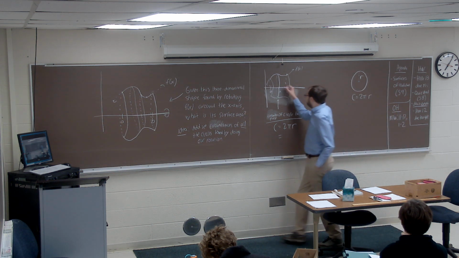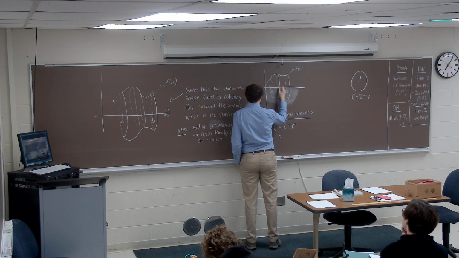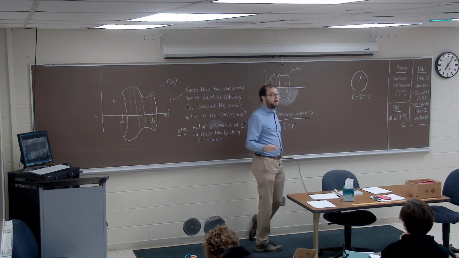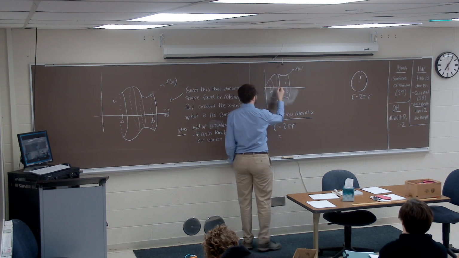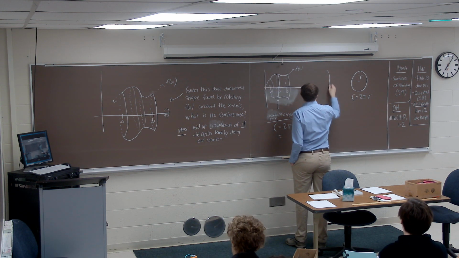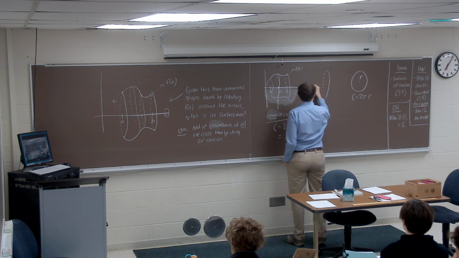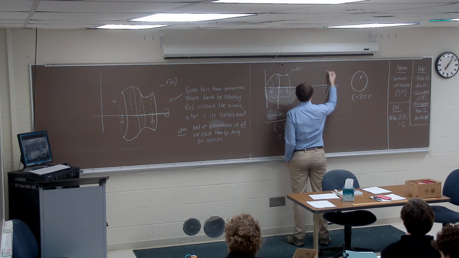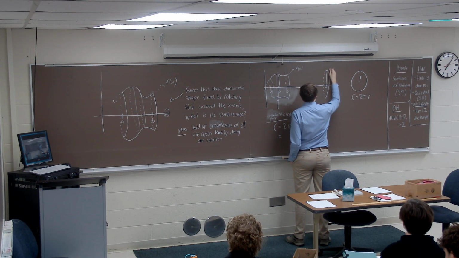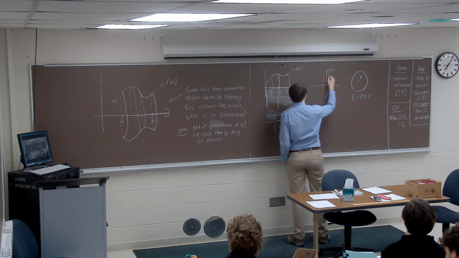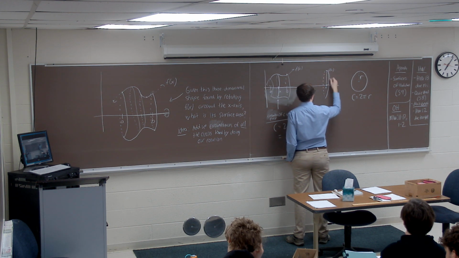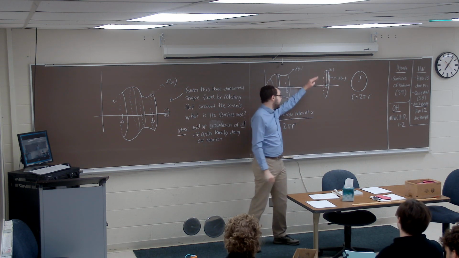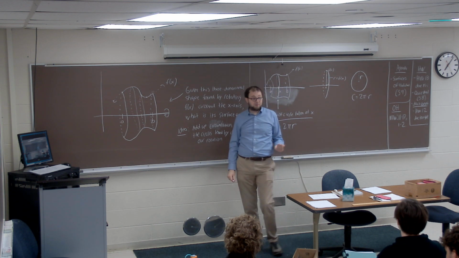If you look at what's the radius of this circle going to be right here? The radius is just going to be the distance from the center of the circle, which is on the x-axis, to the top of the circle. So the radius, this distance right here, should just be equal to the distance from f of x to 0, which is f of x itself.